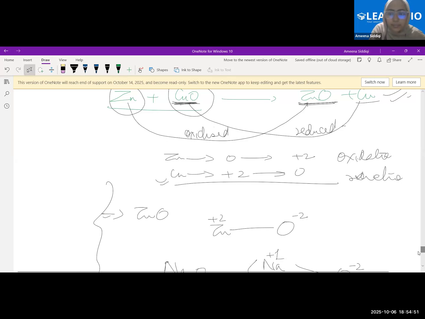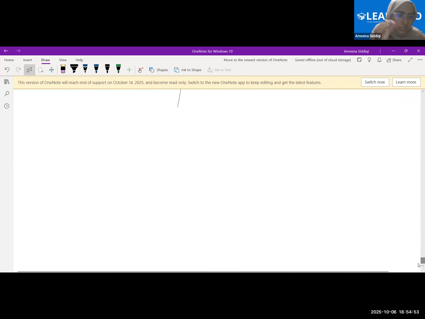Okay. Now, secondly, it is the element which is undergoing the oxidation or the reduction in a chemical reaction.